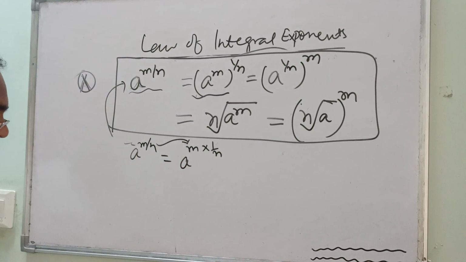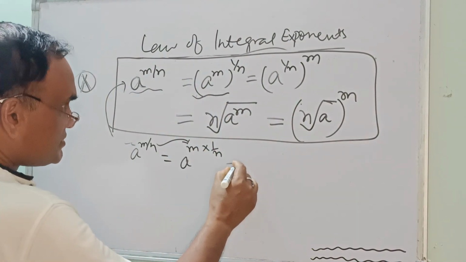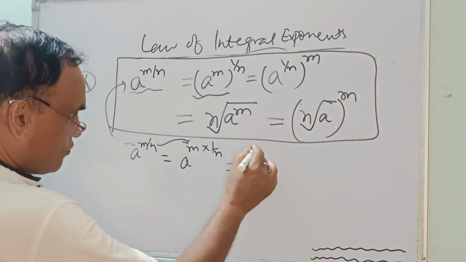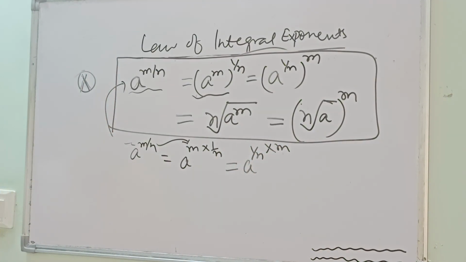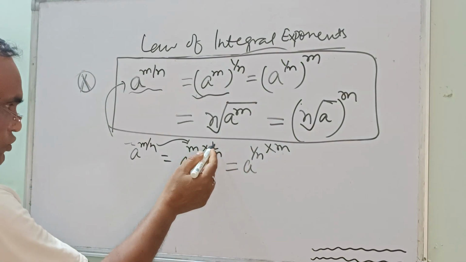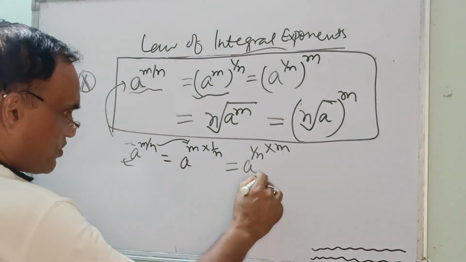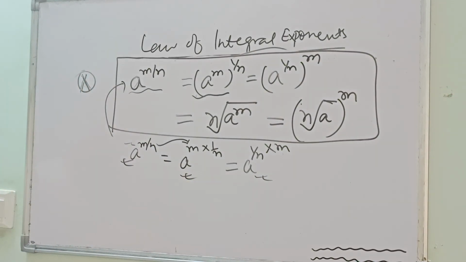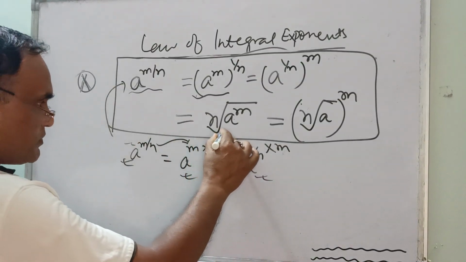Now further I have written this. Again, can you write this as a to the power 1 upon n into m? Can you write this? Because it is the same thing, m into 1 upon n, m upon n. So basically this part and this part are equal. These all three parts are equal, all with equal signs. Further we have come to this place.